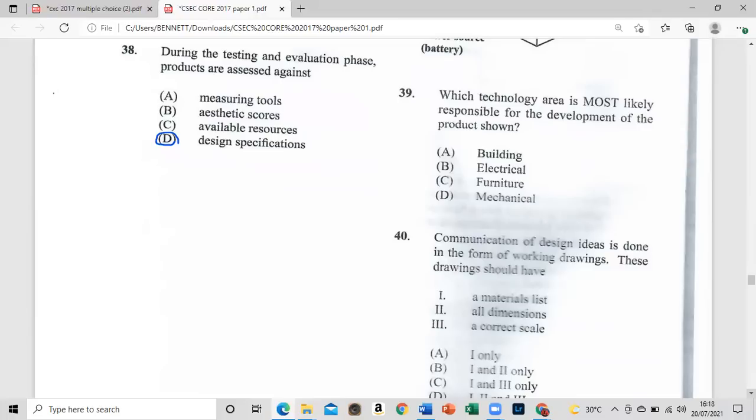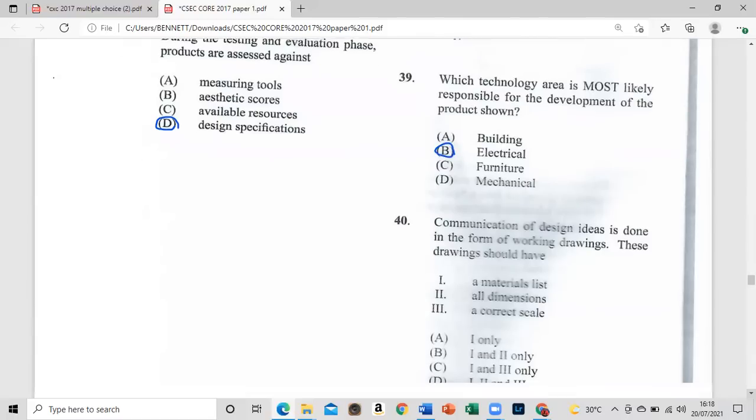So 39, transforming technology is most likely to be responsible for the development of the product shown. Is it A, building electrical, or is it furniture, or is it mechanical? So definitely electrical, all right? No furniture around here.